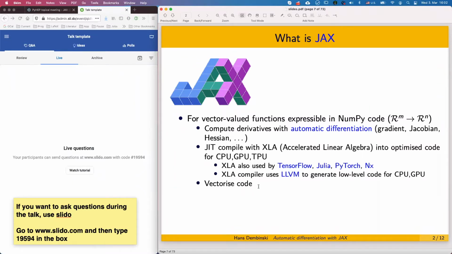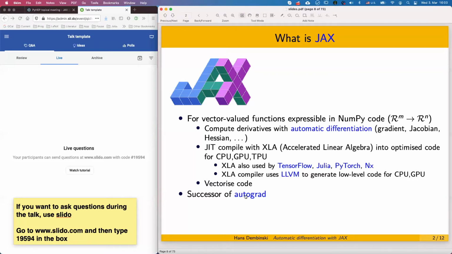And it can also, for that reason, vectorize the code. So if you have an expression that you can apply only on one matrix at a time, but you cannot easily vectorize with NumPy, this also has some functionality to apply it to many different matrices or many different vectors in a row. But I will not talk about this part. I will only talk about this first part, automatic differentiation.